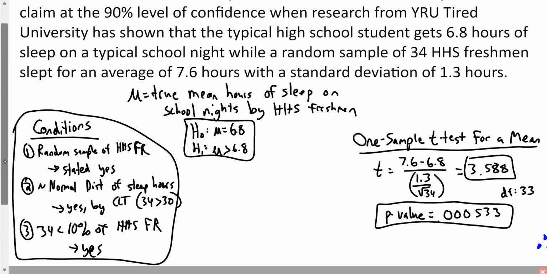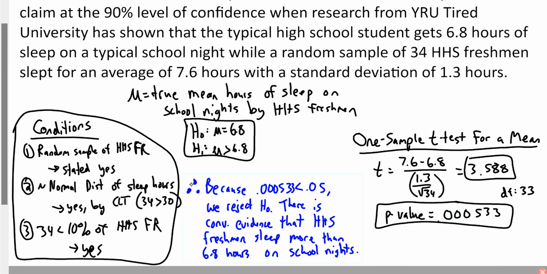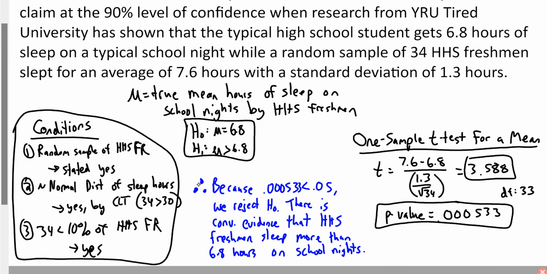We have a t-value. I got 3.588. Using degrees of freedom of 33, I got a p-value, and I went to tcdf, of 0.000533. And that's all that I need to draw a conclusion. Now, because that number is less than 0.05, or really any reasonable alpha value, we will reject H naught. There is convincing evidence that HHS freshmen sleep more than 6.8 hours on school nights.